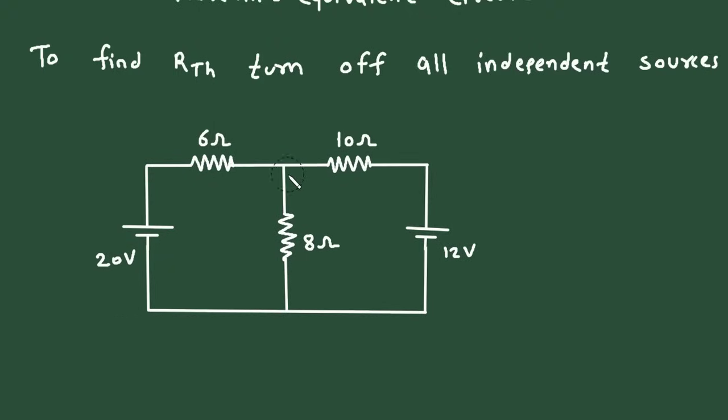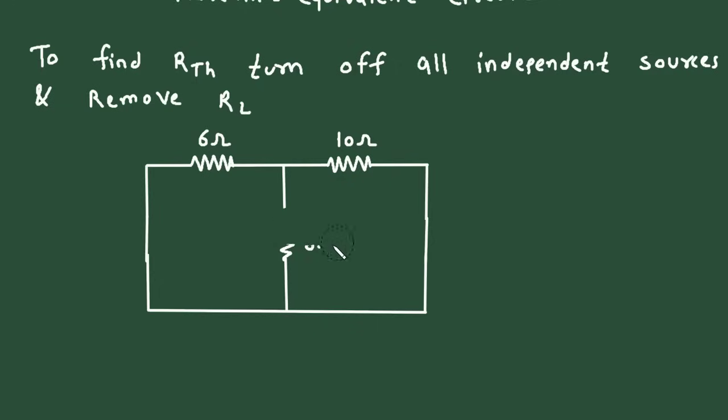Now, here we can see in this circuit, we have to find the value of RTH. So, first step is to turn off all the independent sources. When we turn off this voltage source, it will be short circuited. Also, we have to remove RL. This is the load resistor RL. We have to remove this from here, and now this will be our RTH, that is Thevenin's resistance.